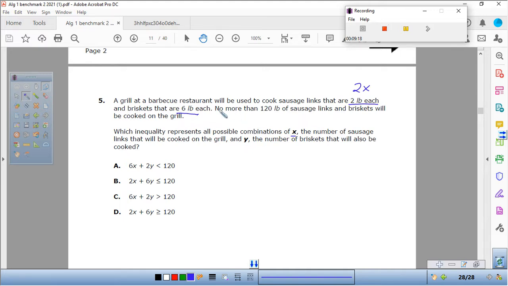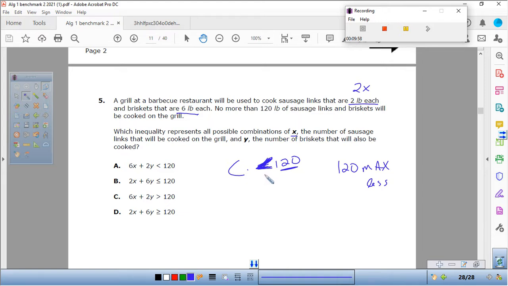So they want no more than 120 pounds. So this is 120. They want that to be the max. Can you cook less? You can cook less. Make sense? So this is what you're cooking. They want 120 to be the biggest number. So this has to be smaller, basically. No more than.